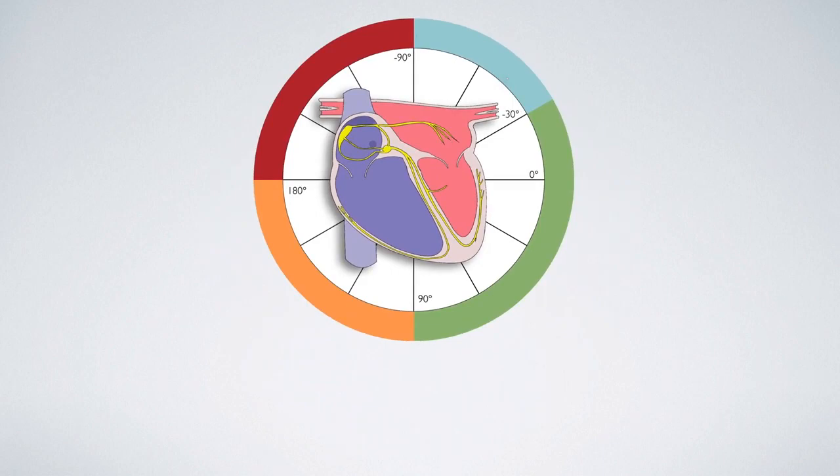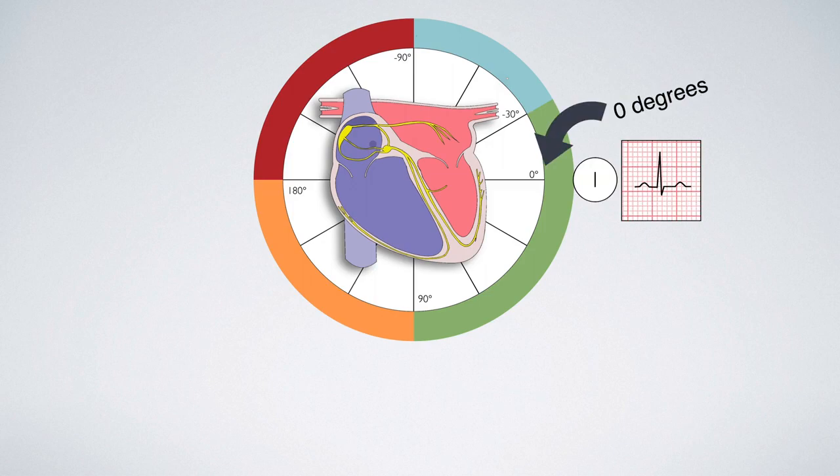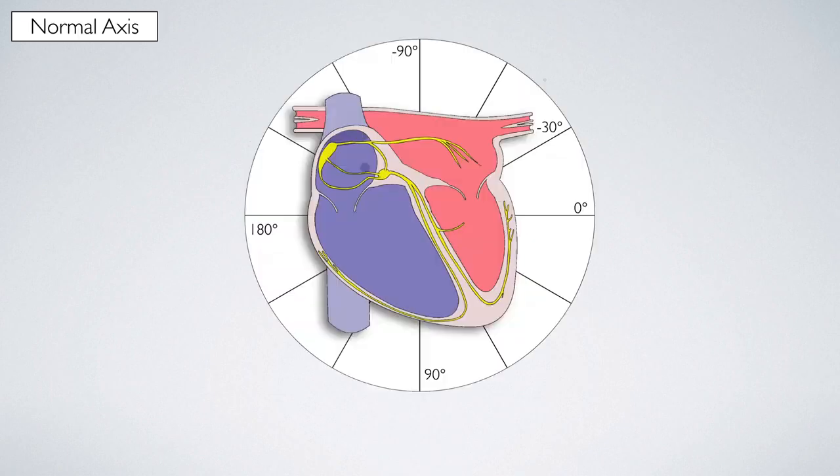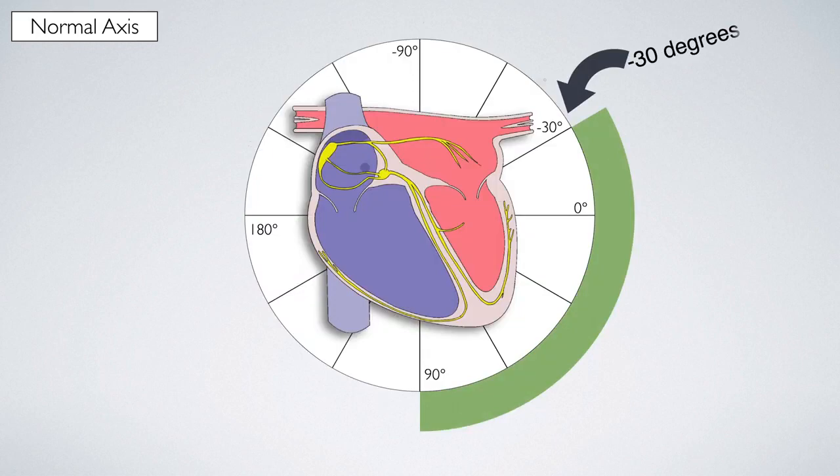Now let's focus on our two key players. Lead 1 takes the perspective of electrical activity from reference point 0, while lead AVF looks at it from 90 degrees. So it's like having two different lenses to capture the heart's electrical dance from two distinct angles. Now let's move on to the exciting part, calculating the cardiac axis. The normal axis falls between -30 and 90 degrees.